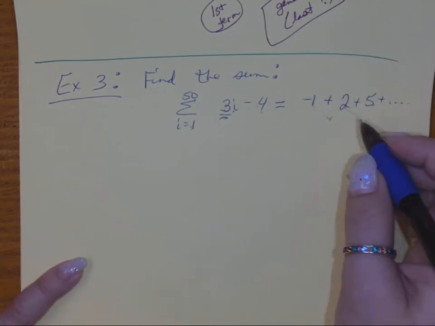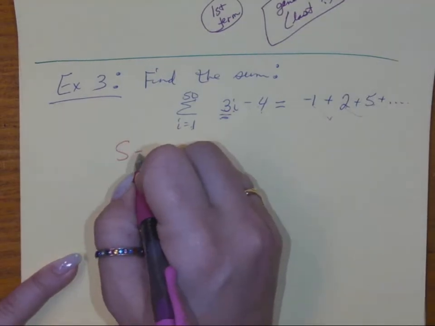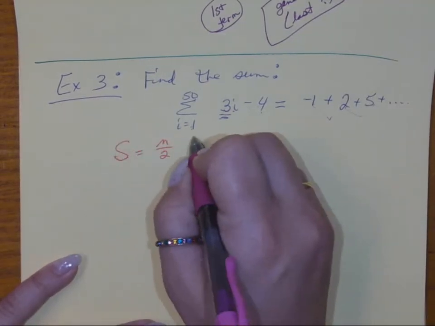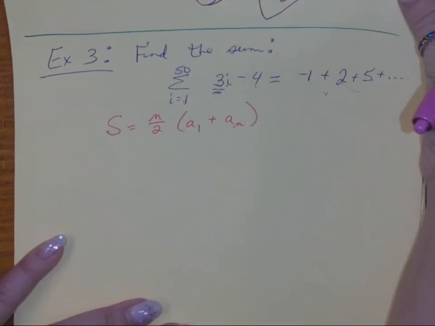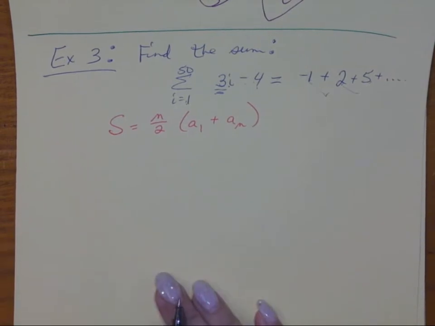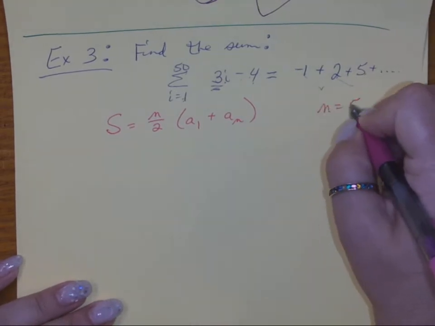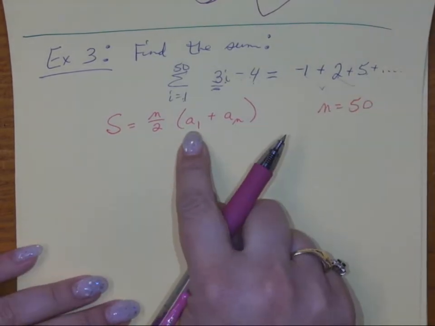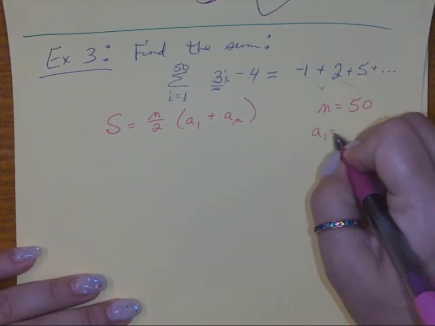So I would like to use the formula that I have, which again, S equals n over 2 times a sub 1 plus a sub n. Okay, that's what I would like to do. So if I could do that, if only I knew how many terms there are that I'm adding up here. Well, I already said it, 1 to 50, right? So my n here is 50. So let's get some stuff over here on the side. n equals 50. If only I knew what my first term was. So a sub 1 is my first term.